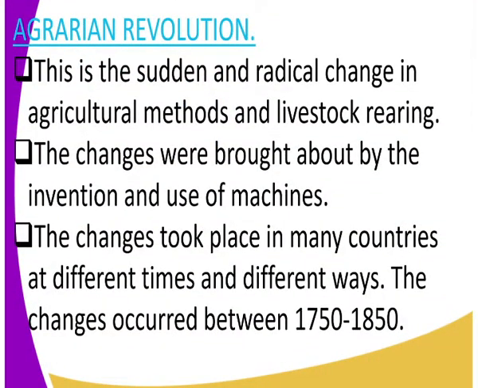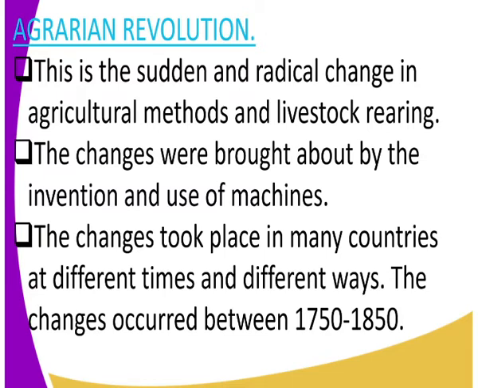Now, agrarian revolution, we can say this is the sudden and radical change in agricultural methods and livestock rearing. What does that tell us? There is that sudden change. If you used to dig using your hand, you move to using machines. If you used not to use fertilizer when you are planting, you move to using fertilizer. If you used to rear those indigenous livestock, those breeds, now you get improved breeds. Good, that's what agrarian revolution is. The radical change in agricultural methods and livestock rearing is what we call agrarian revolution.